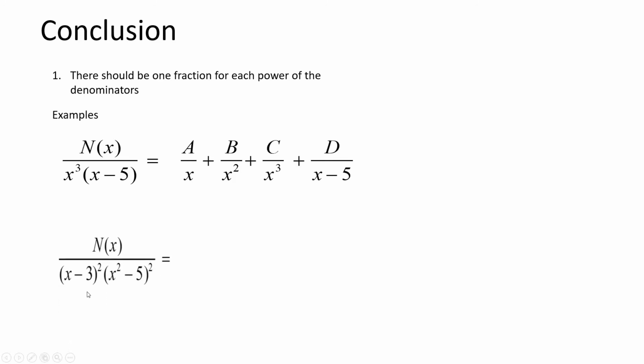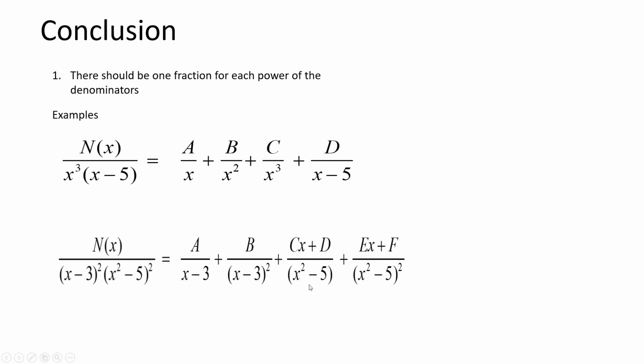Let's look at one more. (x - 3)^2 times (x^2 - 5)^2. So now, once again, we have four, so you should have four fractions. First one, x - 3 is getting repeated twice, so write the first one as a power of 1, second one as a power of 2. Same concept as a second factor. (x^2 - 5) is getting repeated twice, so write the first one as a power of 1, second one as a power of 2.